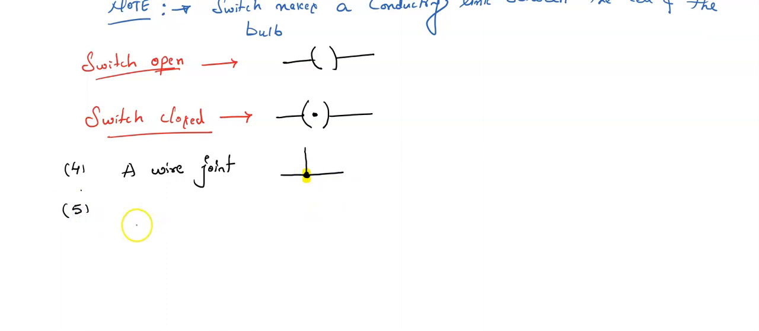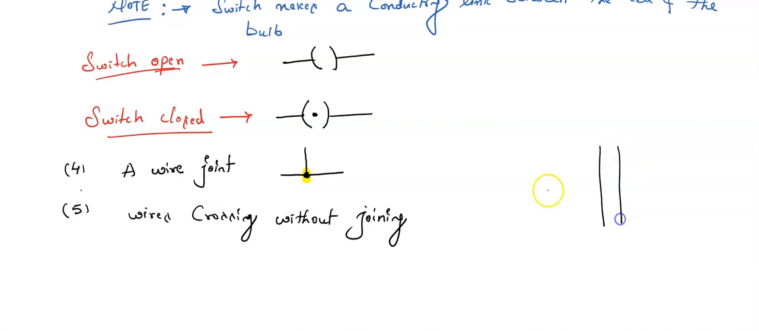Next case, wires crossing without joining. How does it look, children? I hope you have seen the pipes at your home, right? In the basement or in the corridors you may have seen pipes. One pipe goes in this direction, one more pipe goes in this direction. Both will not overlap. One pipe will be moving in front, another pipe will be moving from the back side. Have you seen that case? Yes. So here also it is the same case.